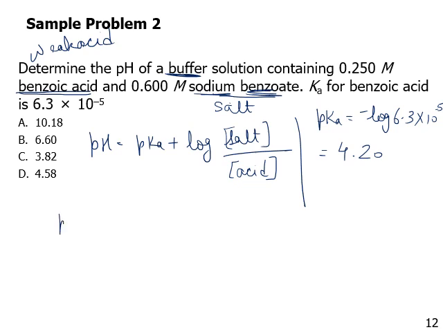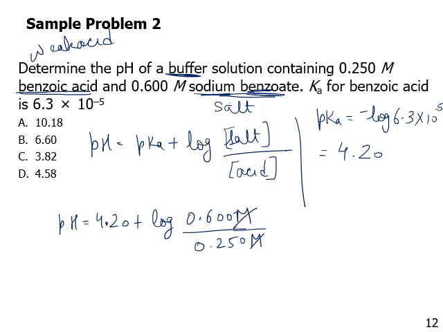So what is my pH? pH will be 4.20 plus log concentration of salt. Salt in this case is benzoate. So you have to be able to recognize what is your salt and what is your other component. Acid is 0.250 molar. Remember, they have to be concentrations and they have to be the same unit in order to cancel. If you plug this into your calculator, it will give you the final answer as 4.58 as your pH. So this is my final answer.